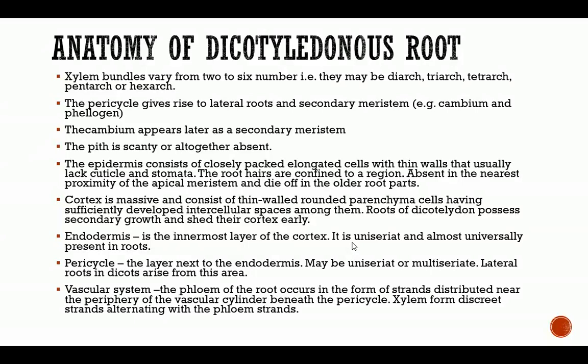Endodermis is the innermost layer of the cortex. It is uniseriate and almost universally present in roots. Pericycle, the layer next to the endodermis, may be uniseriate or multiseriate. Lateral roots in dicots arise from this area, like I said before. The vascular system comprises of the phloem and the xylem. The phloem of the root occurs in the form of strands distributed near the periphery of the vascular cylinder, beneath the pericycle. I mentioned this earlier. Xylem forms discrete strands alternating with the phloem strands.